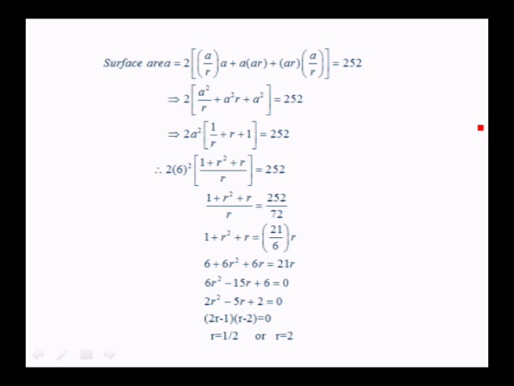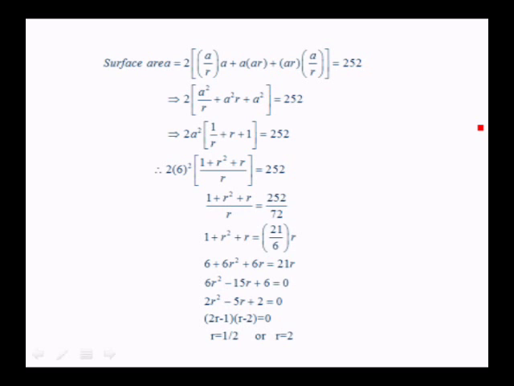You get a quadratic equation. (1 plus r^2 plus r)/r is equal to 21/6. Multiply by 6: 6 plus 6r^2 plus 6r is equal to 21r. So, on simplification, you get 2r^2 minus 5r plus 2 equals 0. If you factorize this one, you get (2r minus 1) into (r minus 2) is equal to 0. Therefore, r is equal to half or r is equal to 2.